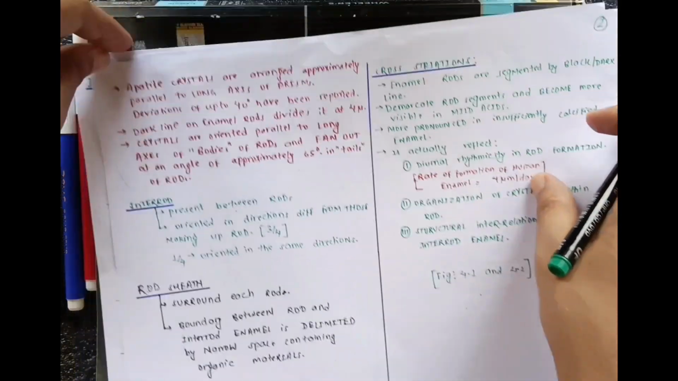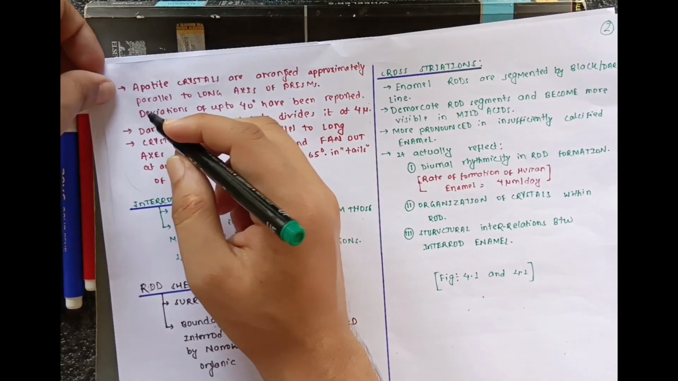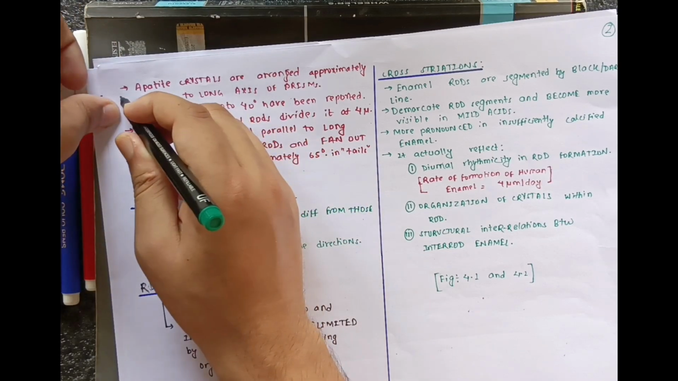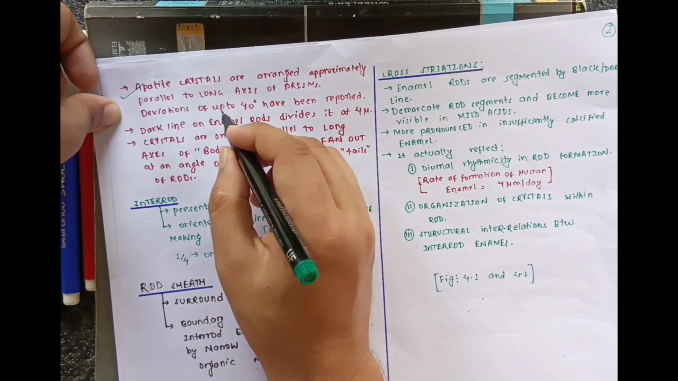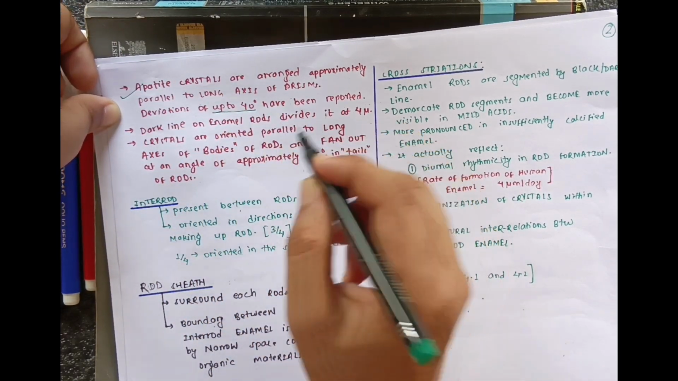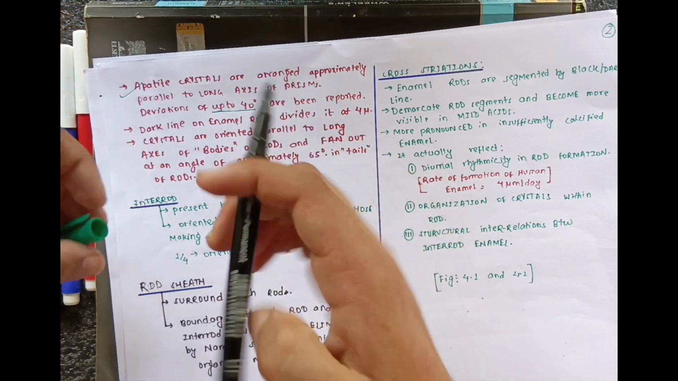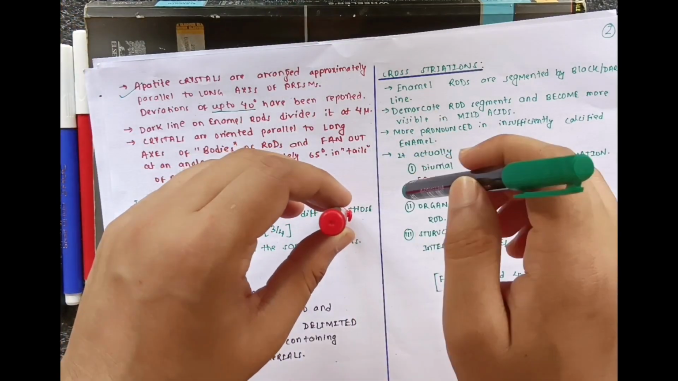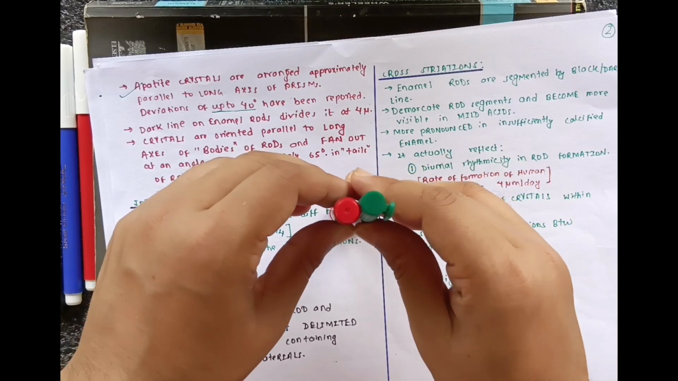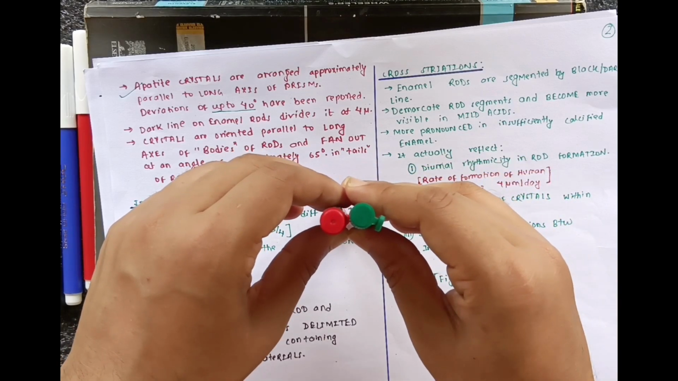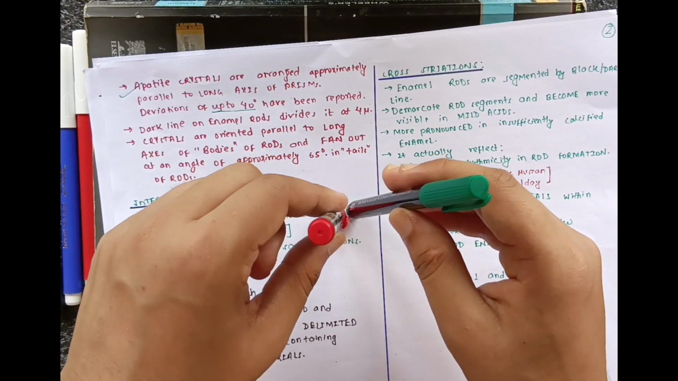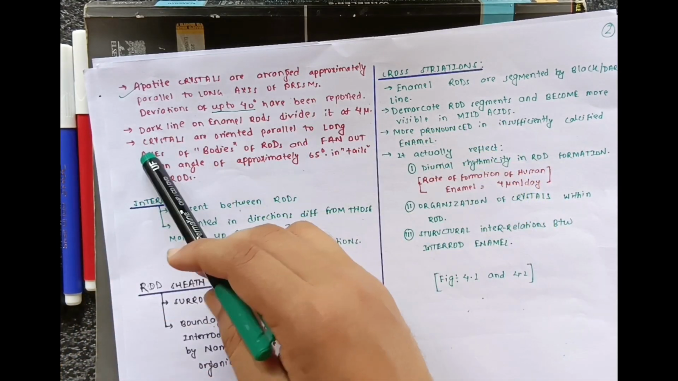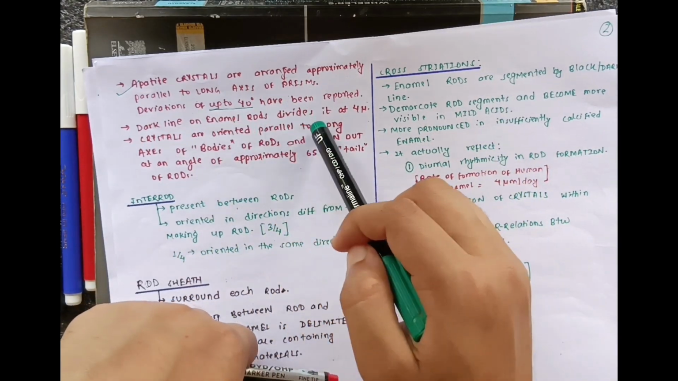In this paper I have written that apatite crystals are arranged approximately parallel to the long axis of the prisms, but deviation of up to 40 degrees has been reported. This point wants to tell us, let's discuss this properly. If this is the axis of the tooth, the enamel rods are arranged parallel to the axis of the tooth, but sometimes up to 40 degrees of deviation has been reported. This is easy to understand. After that, I have written that the dark lines on the enamel rod divide it at 4 microns.